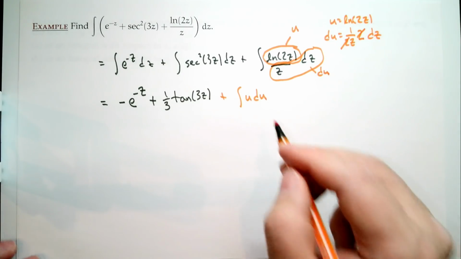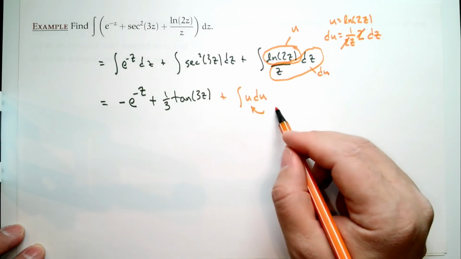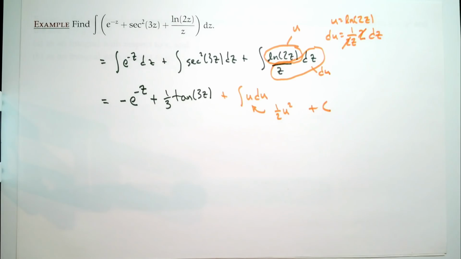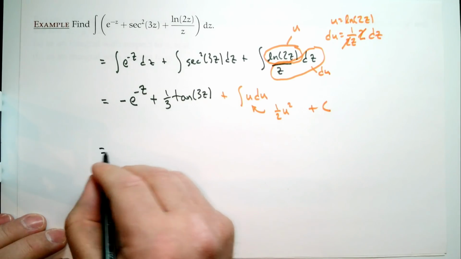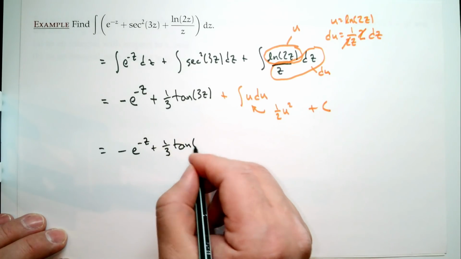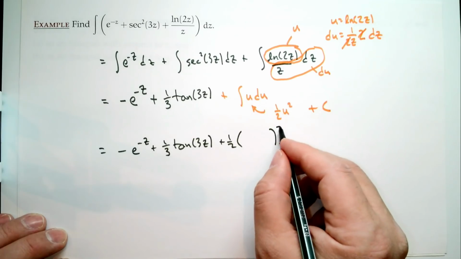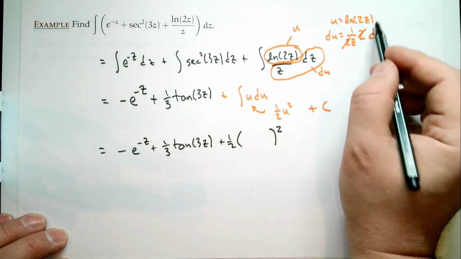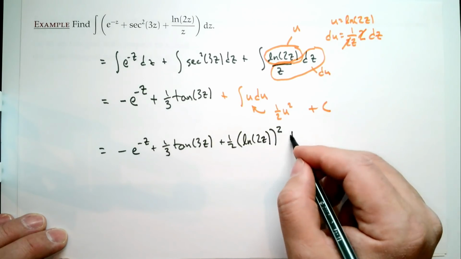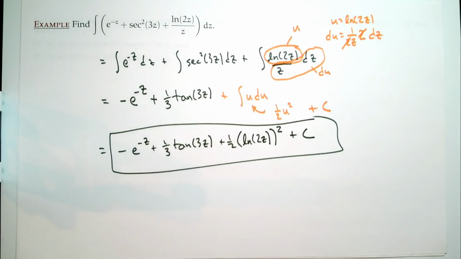Well, okay, now we're back. What's the integral of u du? U squared over 2. And I'm at the end, so I'll toss on my plus c. And so we're ready to write our final answer. So it's minus e to the minus z plus 1/3 tangent of 3z plus 1/2 u squared. Well, u is log of 2z. So log of 2z squared, plus c. And there's our answer. Don't forget, of course, the plus c.